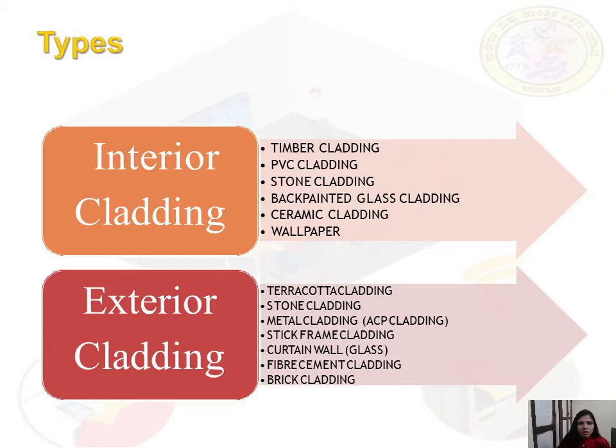The exterior cladding is terracotta cladding, the one which you have in your syllabus. We'll discuss that one later on. The next is stone cladding, metal cladding, stick frame cladding, curtain wall, that is glass cladding, fiber cement cladding, brick cladding. These are all the different exterior cladding.